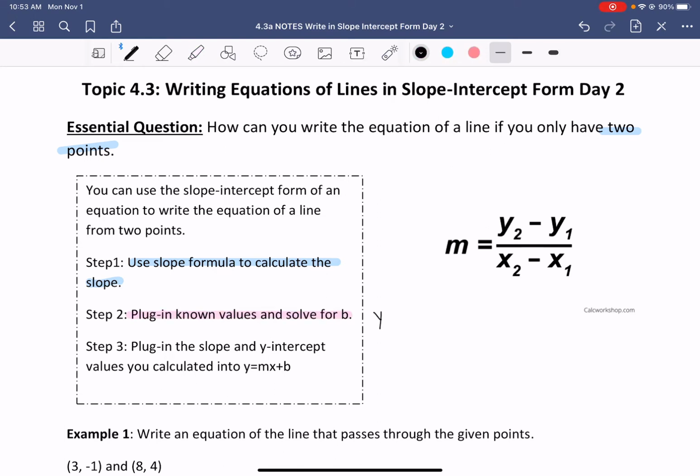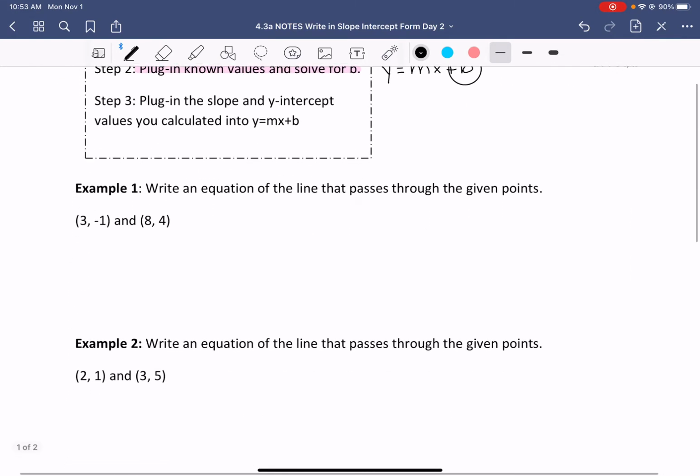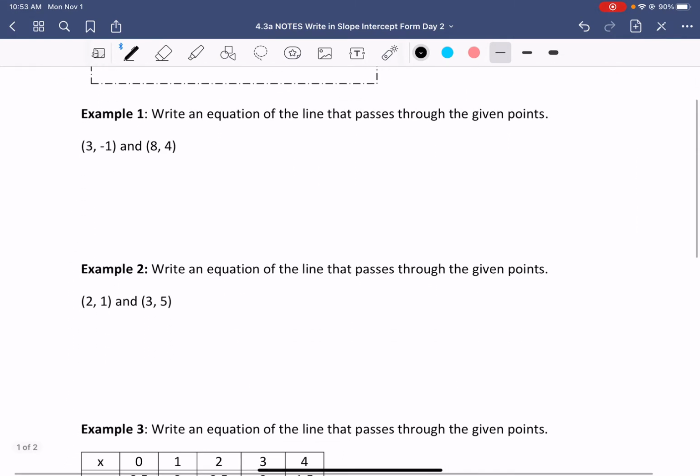So we'll plug it into y equals mx plus b, and we'll solve for b. And then once we have our slope and our y-intercept, we can create an equation of a line. All right, so for example, write an equation of a line that passes through the given points (3, -1) and (8, 4). So again, first step is to find slope.